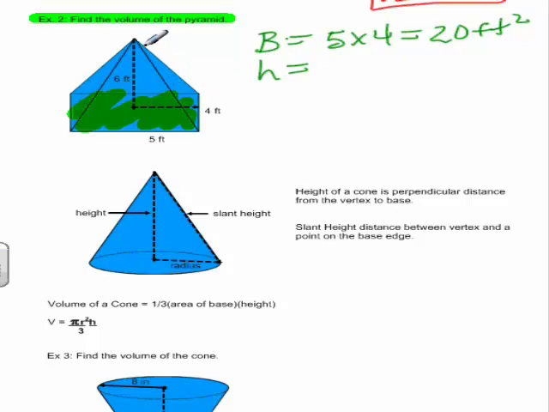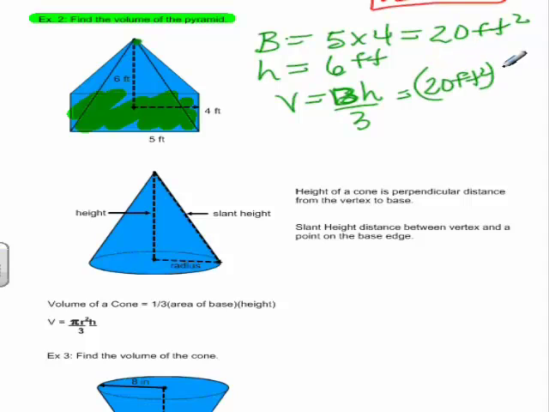The height of our picture, that's from the vertex down to the middle of the base. They actually give us the height this time, it is 6 feet. So we don't have to find our height. We've got our information. All we have to do is fill in our formula. And our formula is big B times H divided by 3. Okay, so if we fill that in, that's going to be 20 square feet times 6 feet, divided by 3. So it's going to be 20 times 6, which is 120 cubic feet divided by 3.